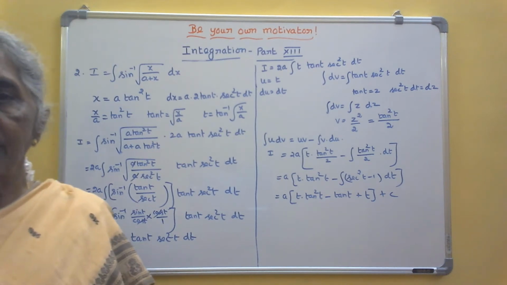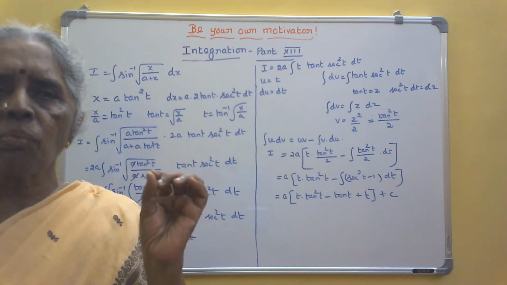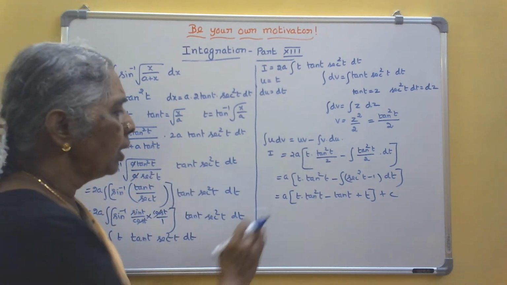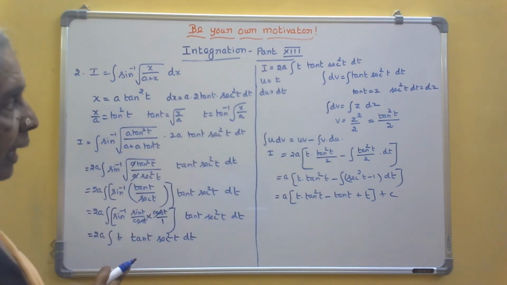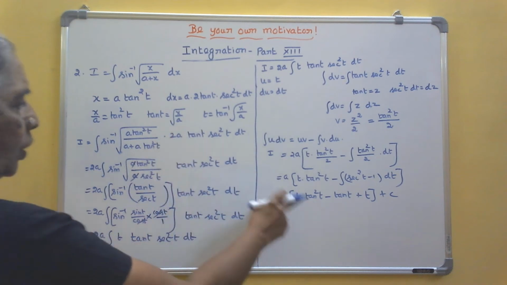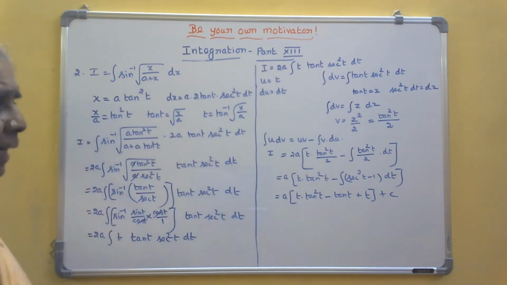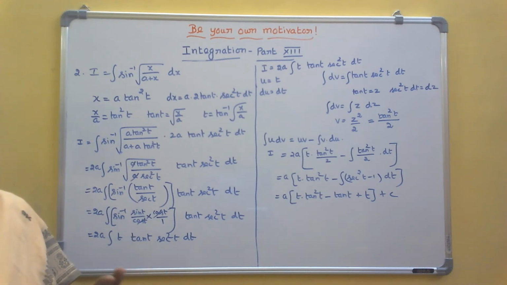Now what remains is to substitute t in terms of x. If you have t, you should say tan inverse root x by a. If you have tan t, write root x by a. If you have tan squared t, write x by a. Since we have written everything in the beginning, now it will be very easy for you.